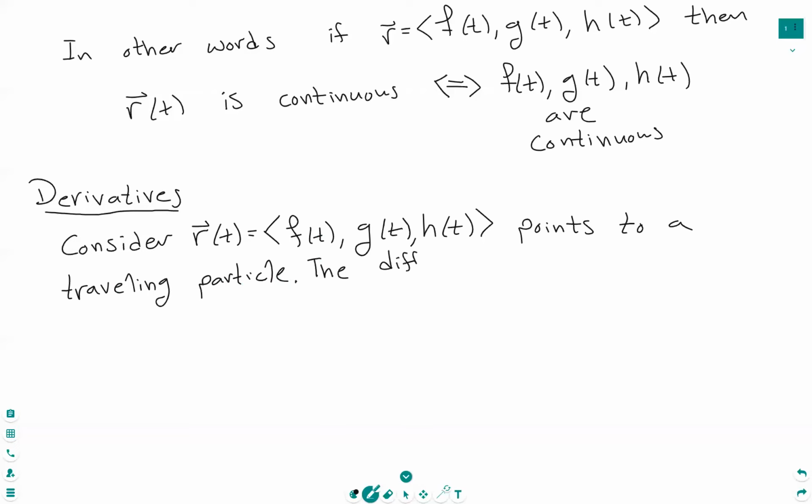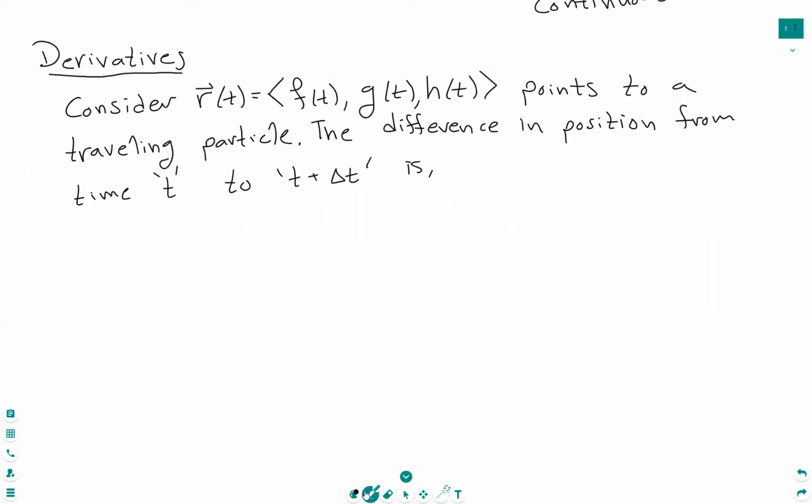The difference in position from time t to time t plus some change in time, delta t, we'll call this the change in r, delta r, is r at t plus delta t minus r at t. Right, so that's the change. This is the difference in position here.